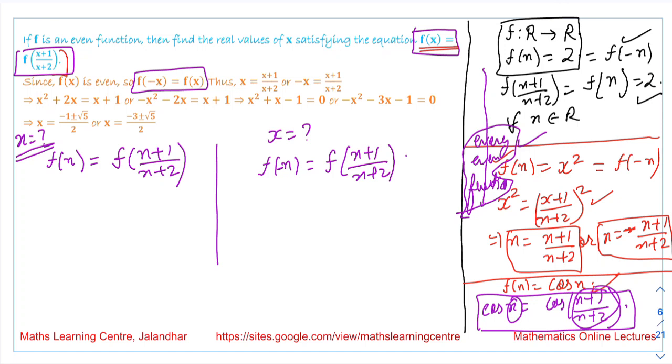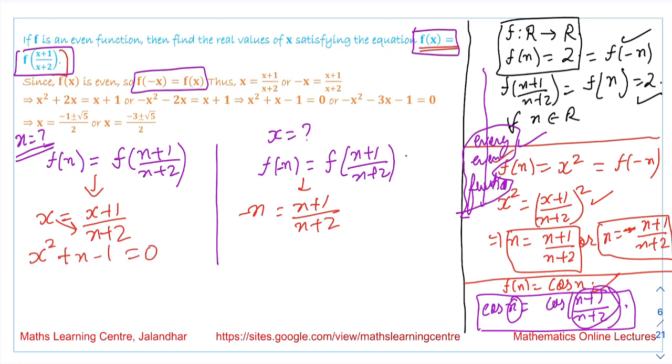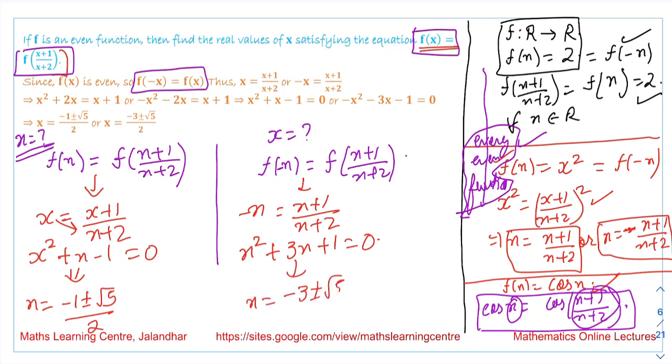Now this is possible if x = (x + 1)/(x + 2), and this is possible if -x = (x + 1)/(x + 2). Now if we cross multiply these two, we will get x² + x - 1 = 0, and x² + 3x + 1 = 0. On solving this, we will get the roots x = (-1 ± √5)/2, and x = (-3 ± √5)/2. So these are the four possible values of x for which an even function will satisfy this functional equation.